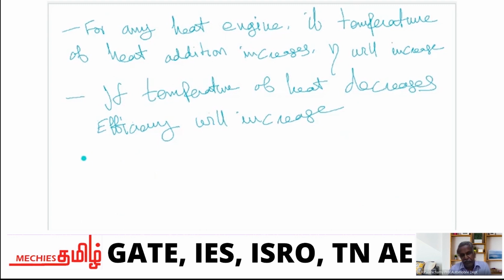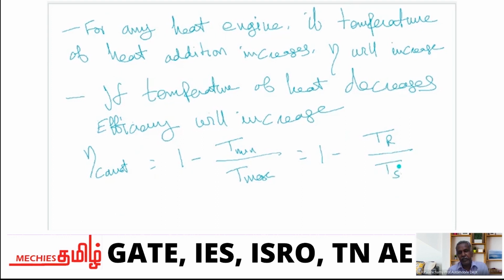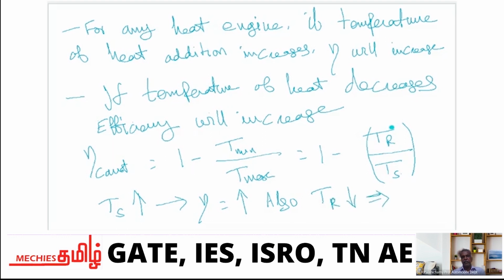How to remember this: the Carnot efficiency is 1 minus T minimum by T maximum. Carnot efficiency depends on temperature. We can write it as the temperature of heat rejection over the temperature of heat addition, the temperature of heat supply. If Ts increases, what will happen to efficiency? Tr by Ts will decrease, and we subtract it from 1, so we get a higher value. Also, if the temperature of heat rejection decreases, Tr by Ts will decrease and so 1 minus this value will increase.